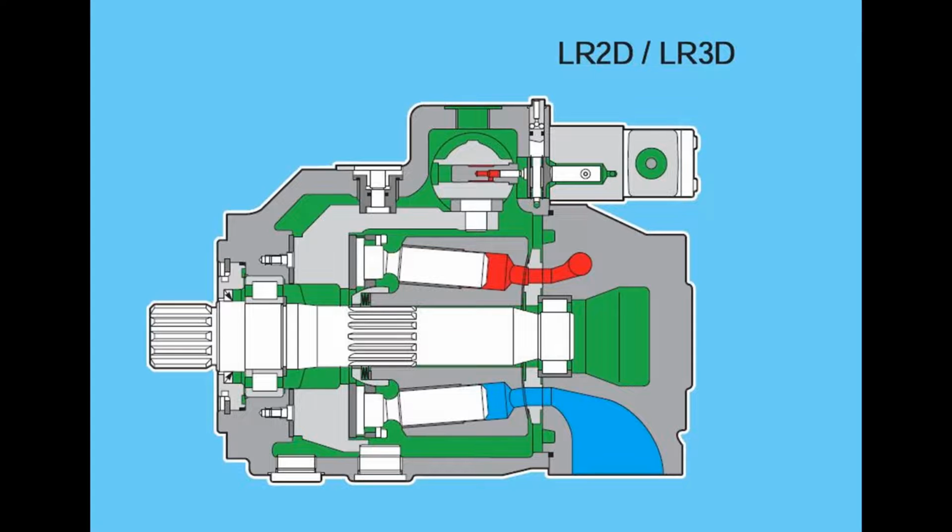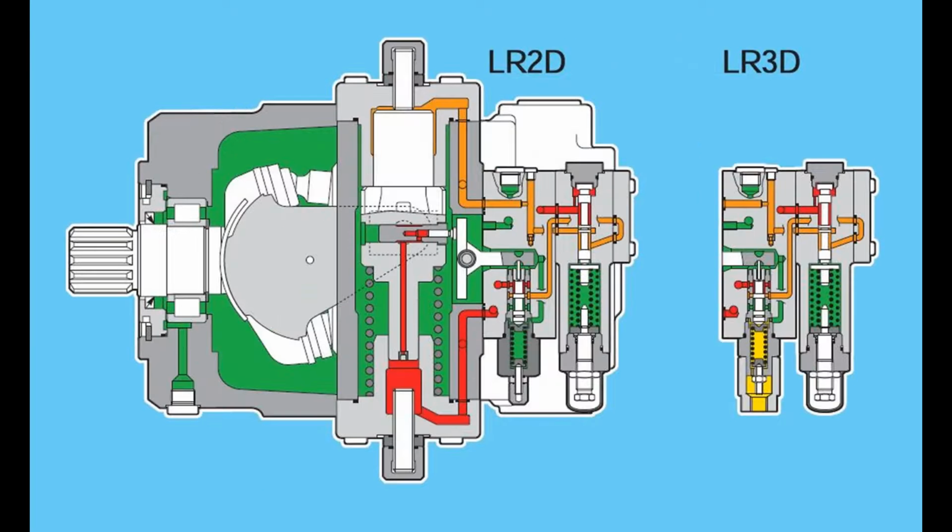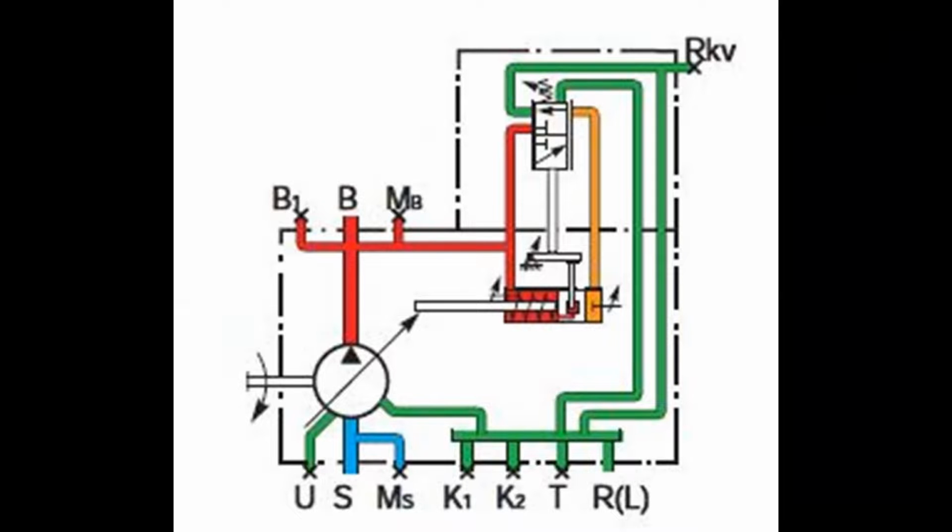LR2 power controller, with hyperbolic characteristic. The power controller LR2 controls the pump displacement, flow rate, as a function of the operating pressure so that a specified drive power is not exceeded with constant drive speed. p x VG equals constant. Precise control in accordance with the hyperbolic characteristic ensures optimum utilization of the power.